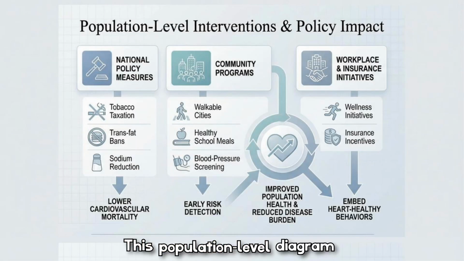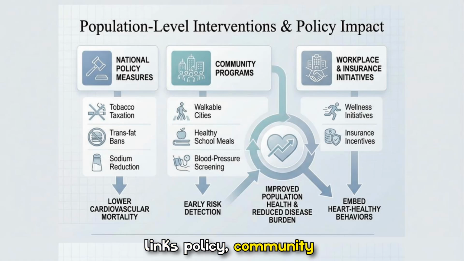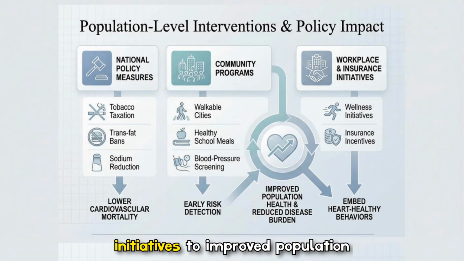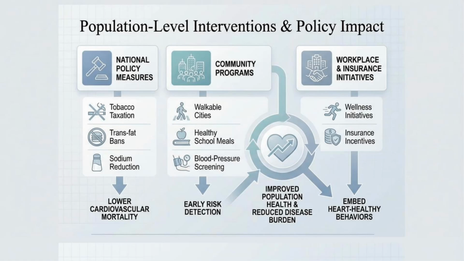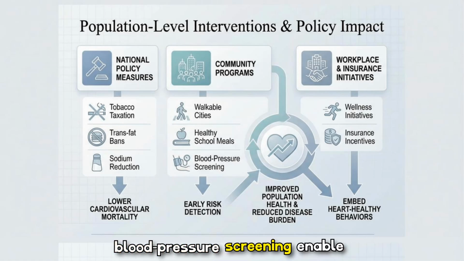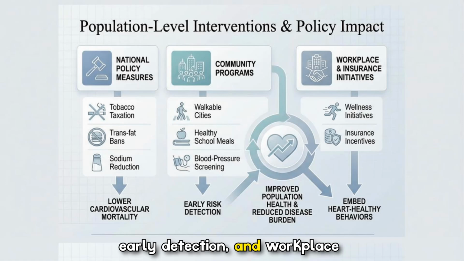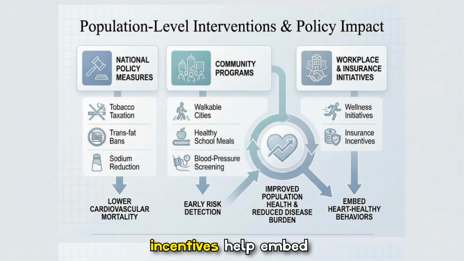This population-level diagram links policy, community programs, and workplace initiatives to improved population health. National measures like tobacco taxation, trans fat bans, and sodium reduction lower cardiovascular mortality. Community efforts, such as walkable cities and blood pressure screening, enable early detection, and workplace wellness, plus insurance incentives, help embed heart-healthy behaviors to reduce overall disease burden.